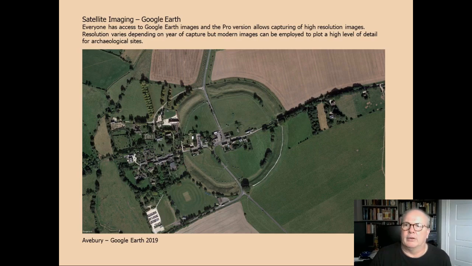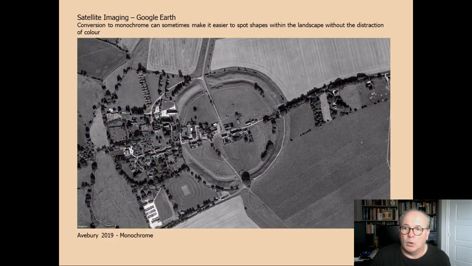If you're using Google Earth, you can use a colour image like this, or by taking it into a program, perhaps ArcGIS, you could do this in Photoshop as well, you can make it into a monochrome image. Why would you want to do that? Well, sometimes it's easier to spot differences between objects in the landscape when it's in black and white, without the distraction of colour, than it is with a full colour image. You can do either of these.